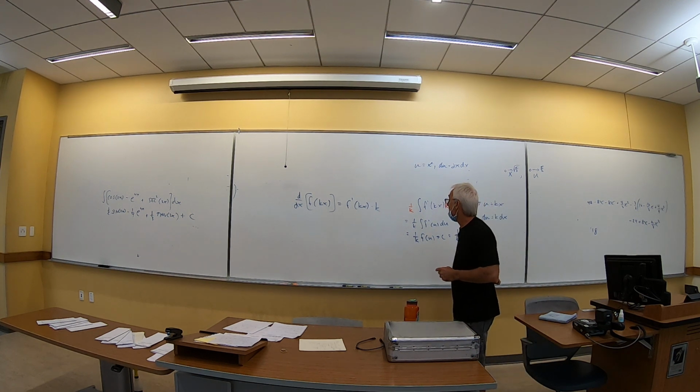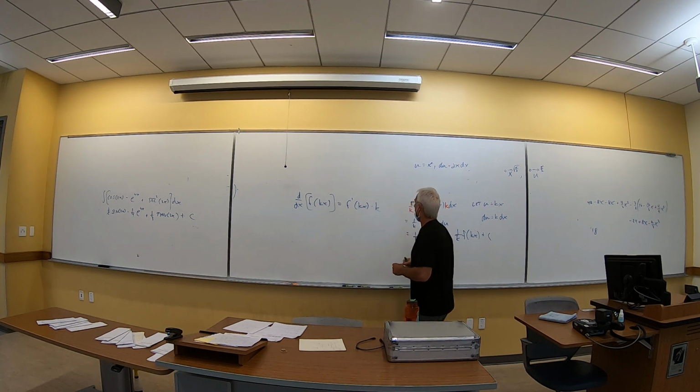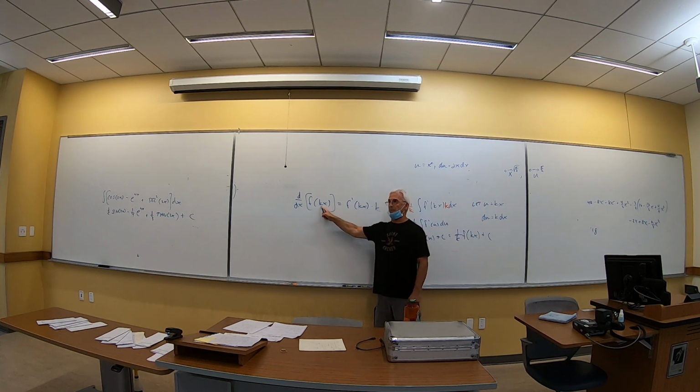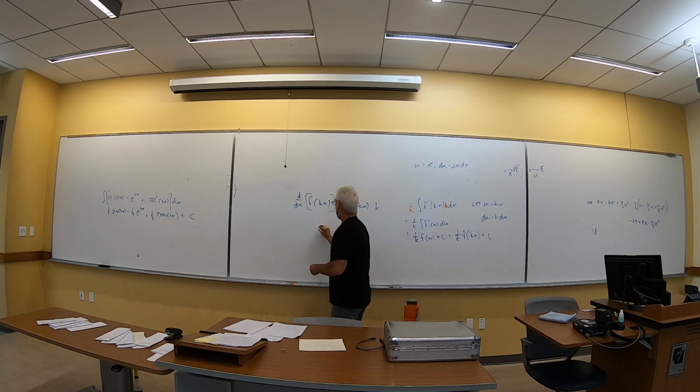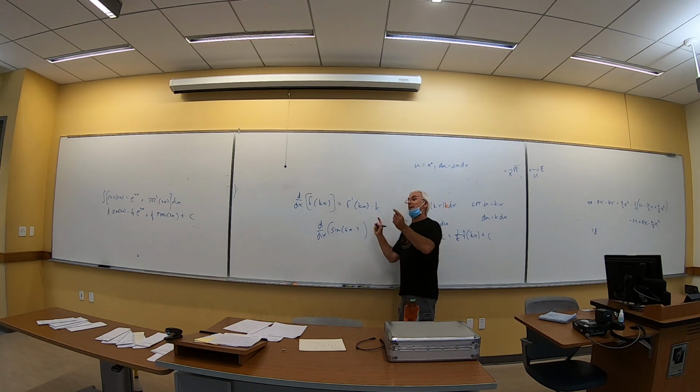Yes, Emma? Shouldn't that be f prime of x on the right? Not f prime of kx times k, just f prime of x times k? No, oh no, because you can't change the argument. Think of it this way. Think I'm going to differentiate sine of 6x. Now it's going to be the cosine of 6x times 6.